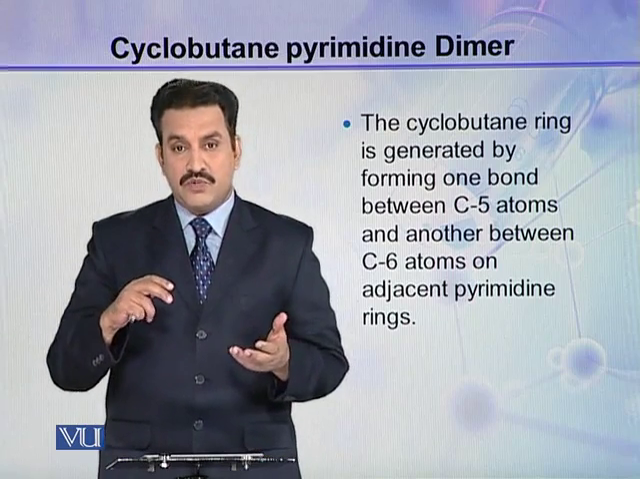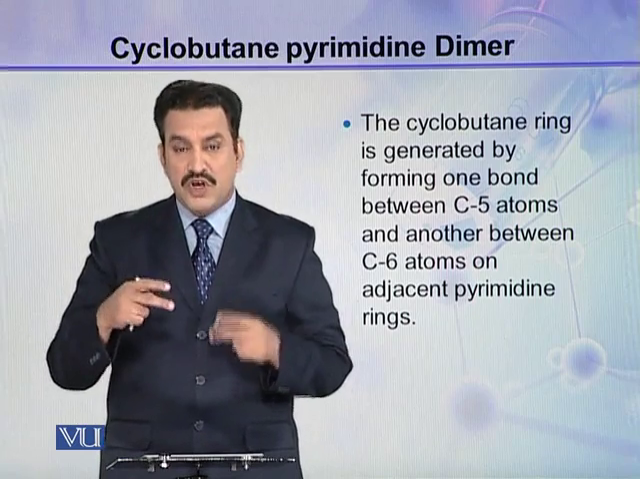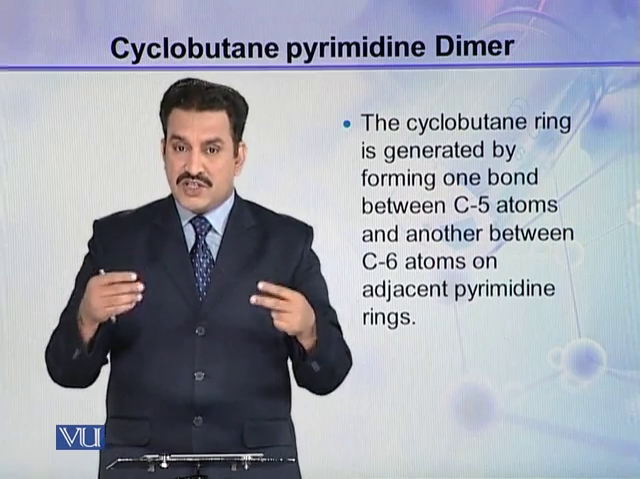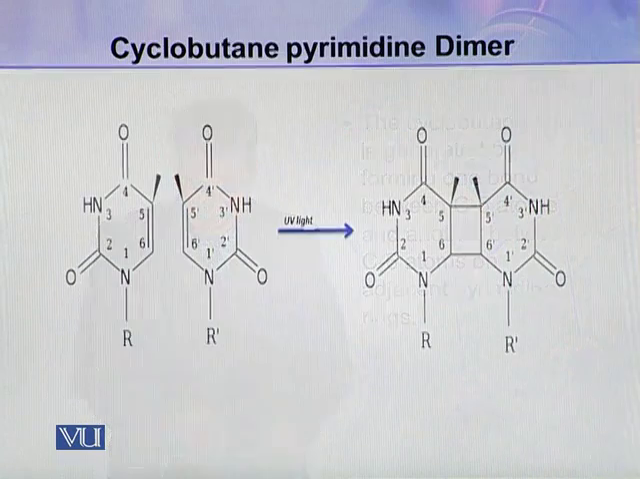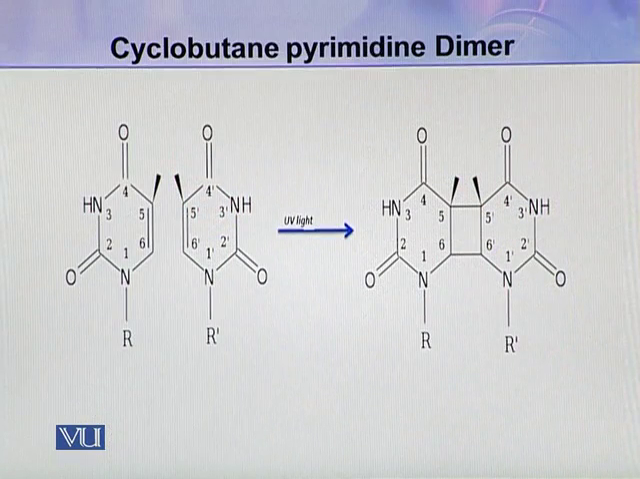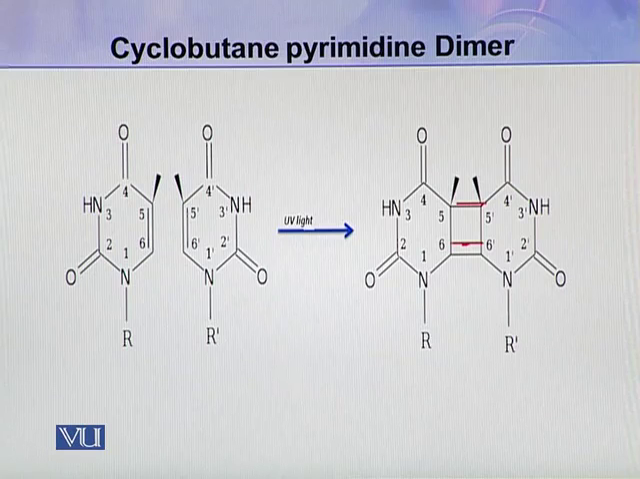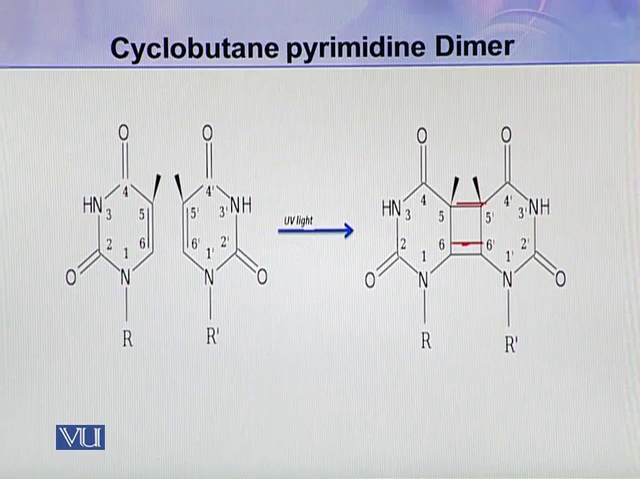These are actually covalent bonds. So these two bonds are formed between two adjacent pyrimidine rings. Here you can see in this diagram, two rings are formed, one here and the other one here. These two rings are joined between C5 of both the rings, and the second bond is between the C6 of both the rings. So in this way a dimer is formed. This is called a dimer.